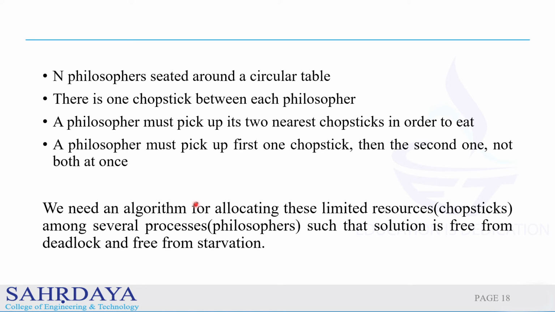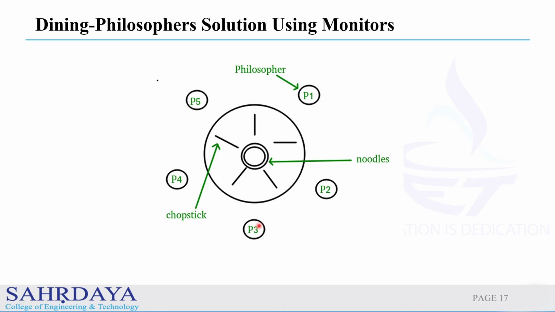So we need an algorithm for allocating these limited resources among several processes such that the solution is free from deadlock and free from starvation. Deadlock I have explained in the previous slide. So suppose we take philosopher P1, it should take these two chopsticks to access the noodles, but it should first take either this one and then this one, or this one and then this one. It cannot take both of them together.